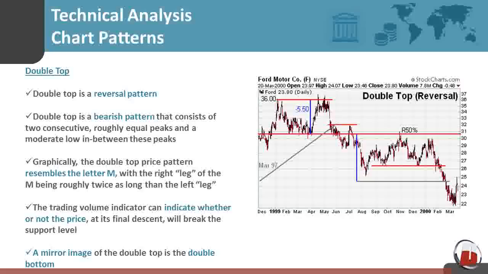The trading volume indicator can indicate whether or not the price, at its final descent, will break the support level. A mirror image of the double top is the double bottom.